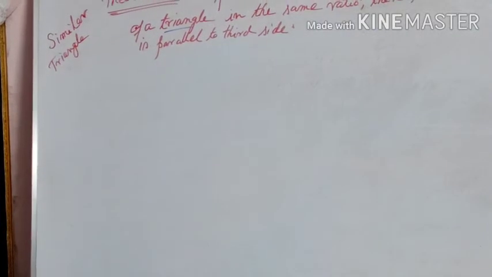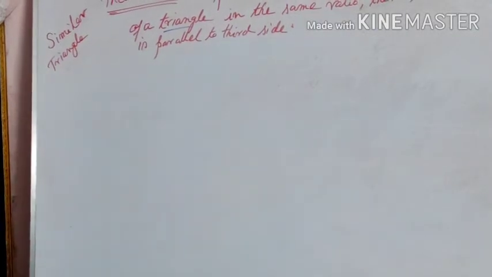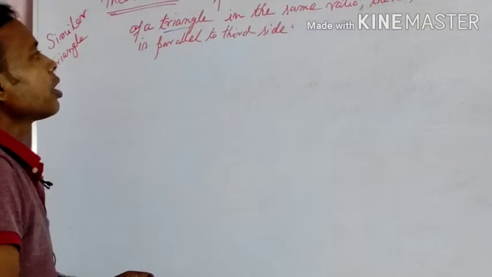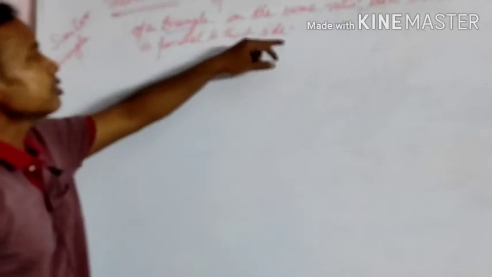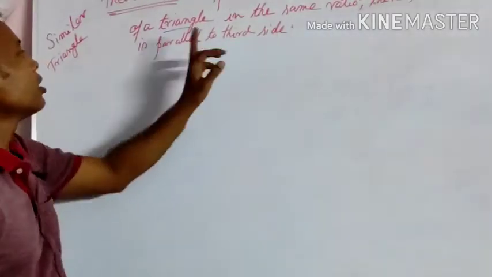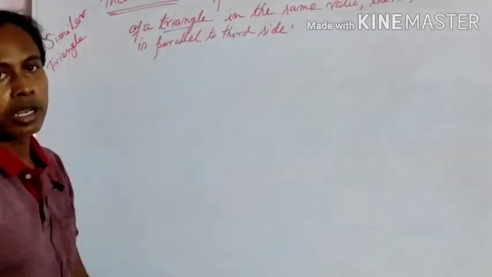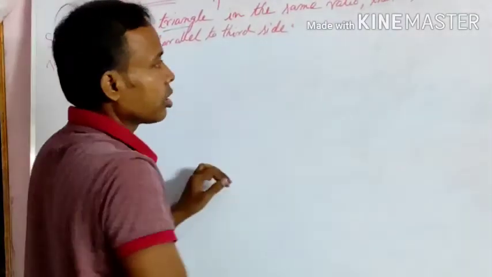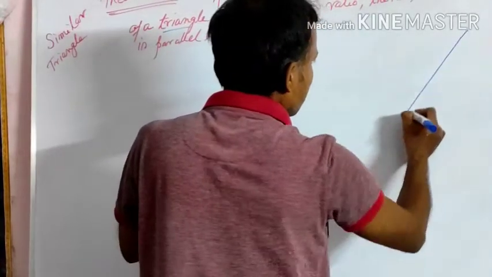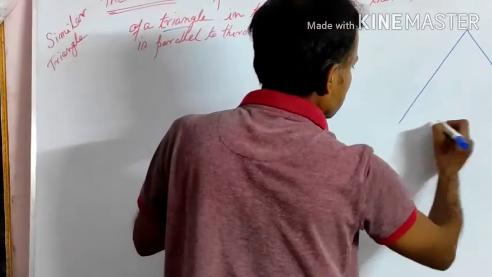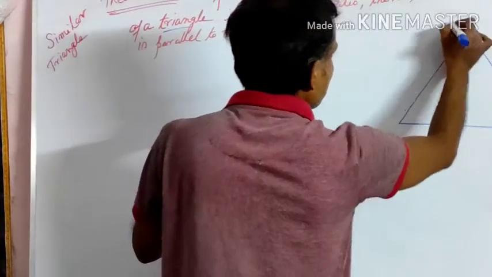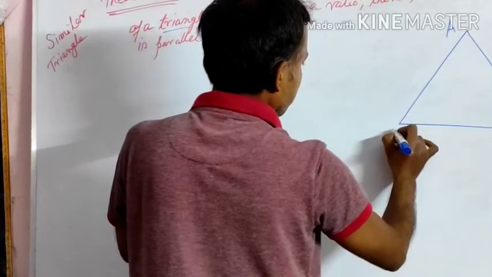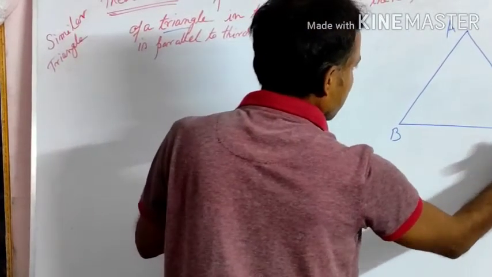Theorem 2 from similar triangles. If a line divides any two sides of a triangle in the same ratio, then the line is parallel to the third side. So this is the triangle problem. First you have to draw a triangle. Suppose this is a triangle ABC.